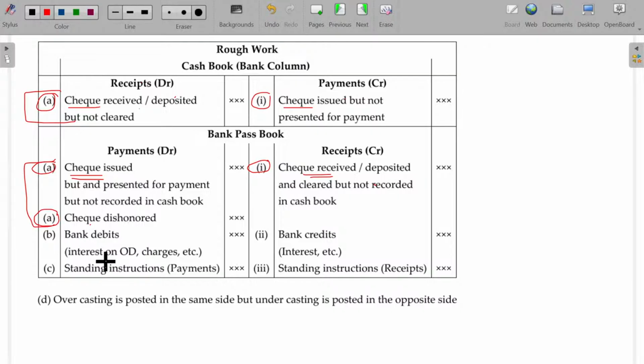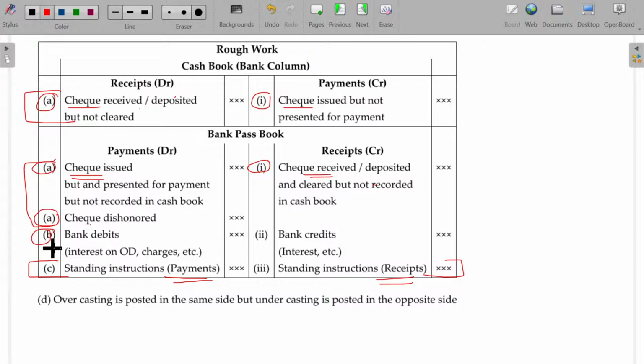And sometimes we have standing instruction receipts and payments. We have instructed the banker to collect some revenue and to make some bills payable on the due date without my knowledge. The receipts and payments are made as per my instruction on the due date, but I become aware of those things only when I receive the passbook or pass statement. Until that time, I don't get this value.